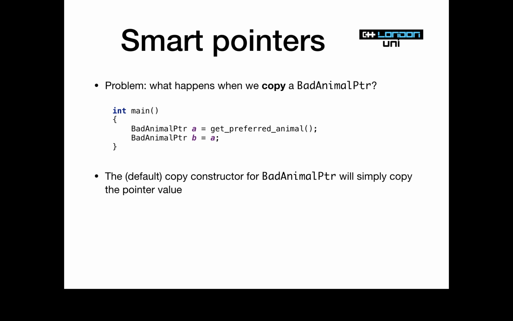So the copy constructor, that should say implicit. The implicit copy constructor for our BadAnimalPointer will just copy the pointer value. So now A and B both have this PTR member variable, and they both contain the same address. So what's going to happen when we reach this closing curly brace, when these variables, A and B, go out of scope? One gets deleted and the object is gone, and the other tries to delete, and the object is already gone.